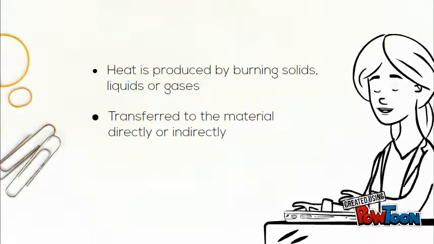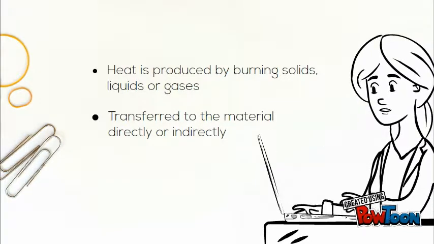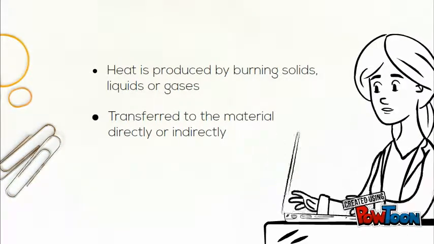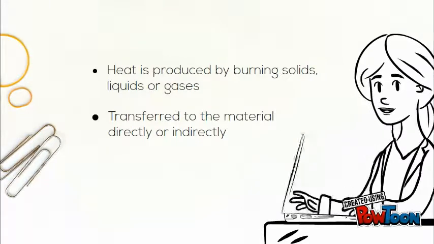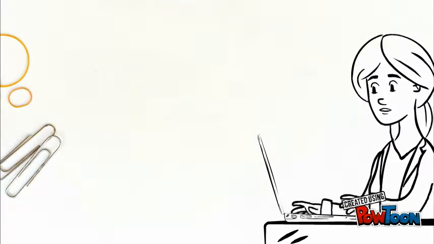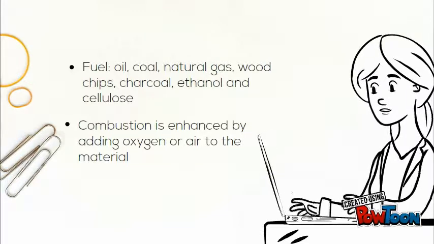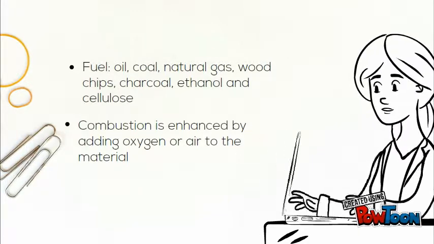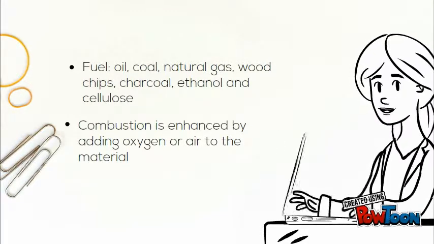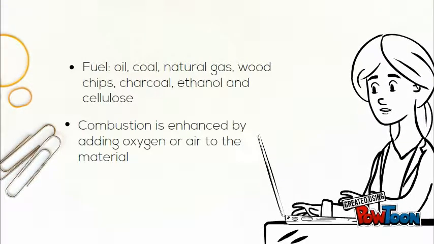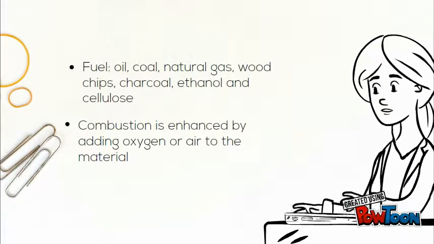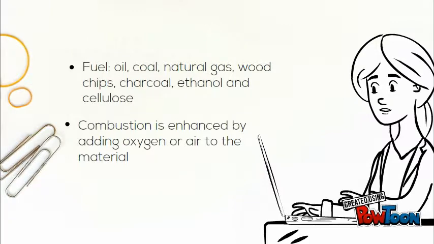Now I would like to explain about the combustion of fuel-based heaters. In these heaters, heat is produced by burning solids, liquids, or gases, and is then transferred to the material directly or indirectly. The most common substances used as fuel are oil, coal, natural gas, wood chips, charcoal, ethanol, and cellulose. Combustion is enhanced by adding oxygen or air to the material, which is either directly heated or indirectly heated.